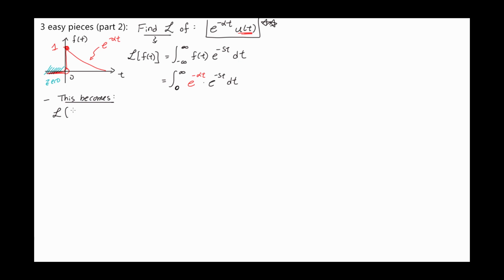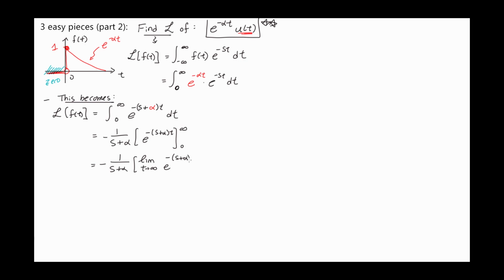So the Laplace transform of f of t is now the integral from 0 to infinity of e to the minus (s plus alpha) t, because exponents add. Okay, so then you integrate, and you're going to get 1 over s plus alpha, the negative of that, times e to the minus (s plus alpha) t with the integrand. And as before, the improper integral means you're going to have the limit as t approaches infinity of e to the minus (s plus alpha) t, minus the second term with 0 plugged into it. Okay, so that means that term is just 1.